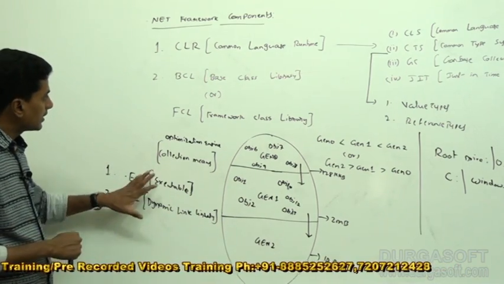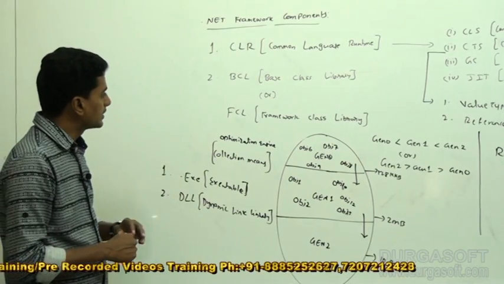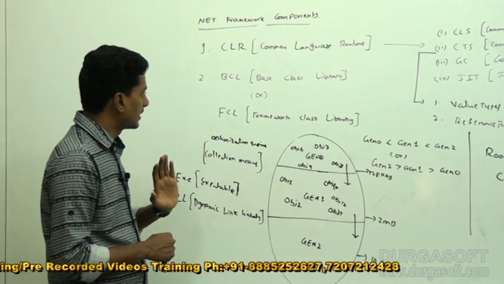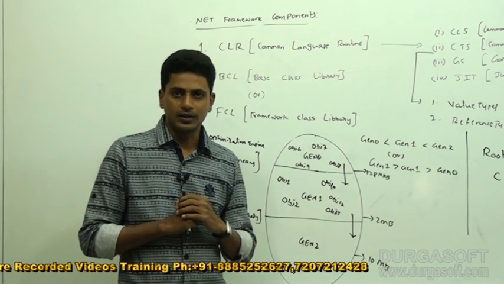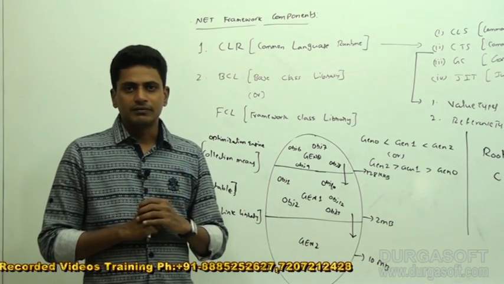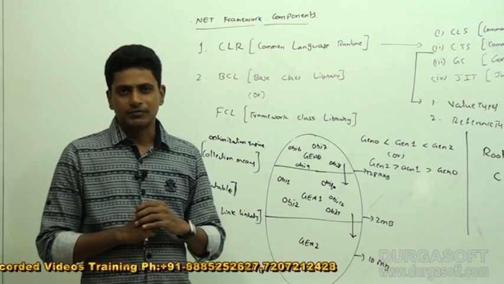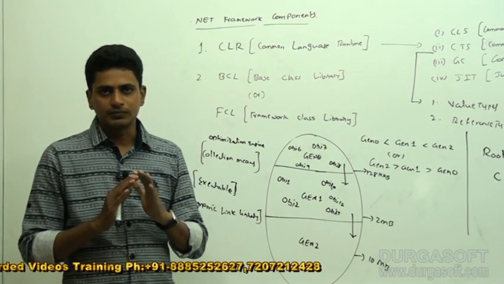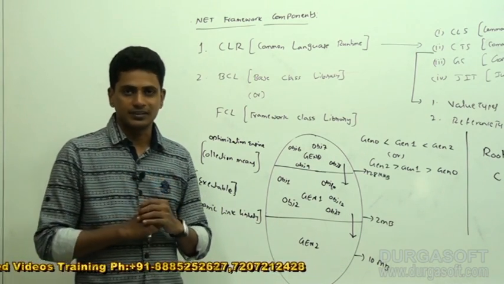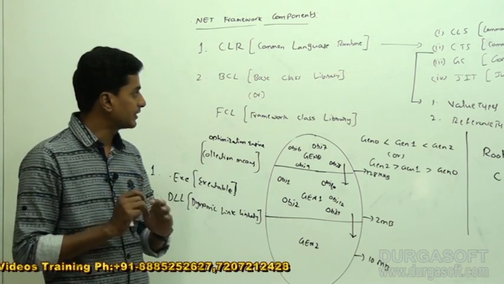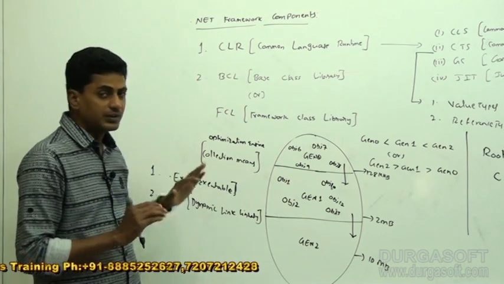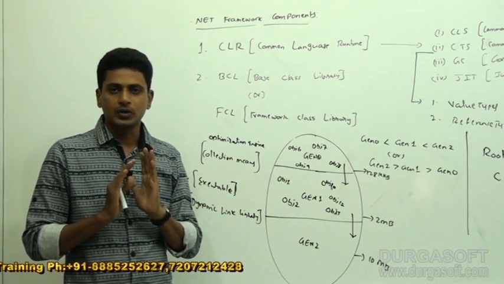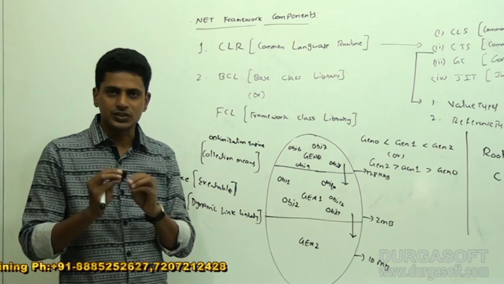So these are the .NET framework components, CLR and base class libraries. These two automatically get installed when we install the .NET framework. As I told, there is no .NET without the .NET framework. With the help of base class libraries, we can write the programming part, or the application development part.